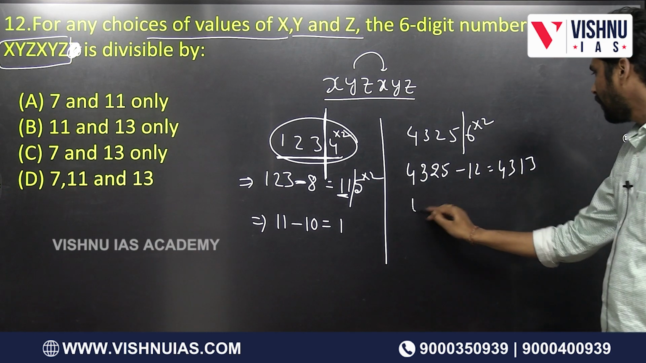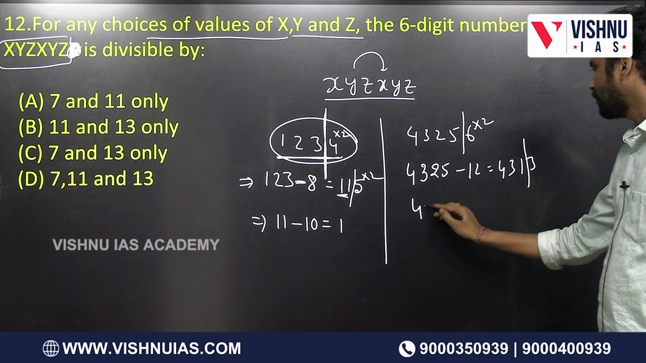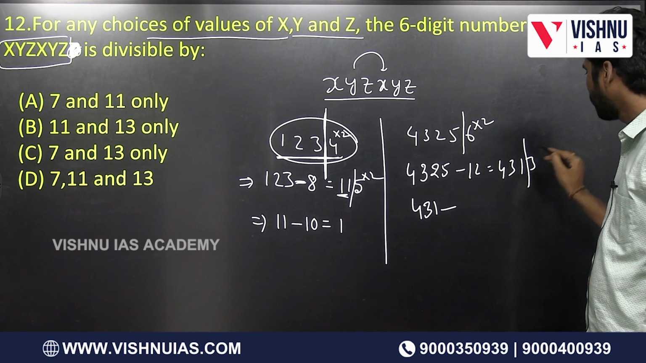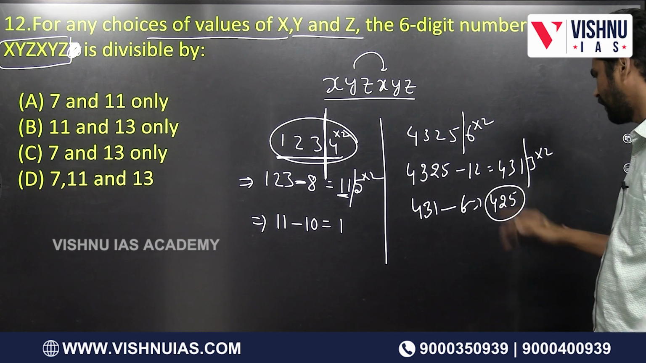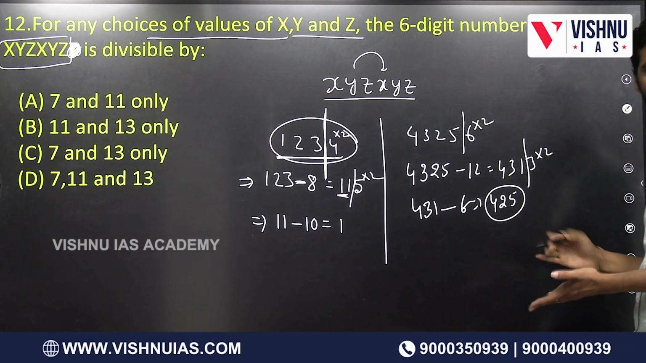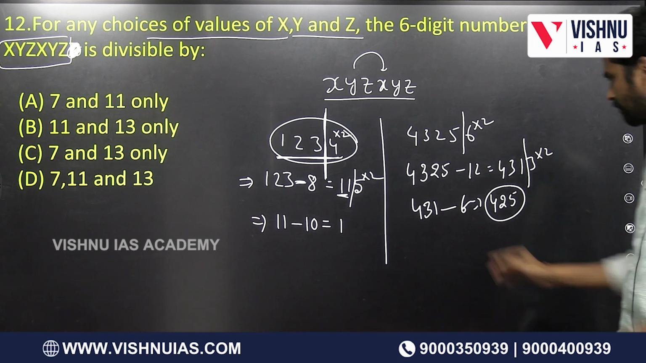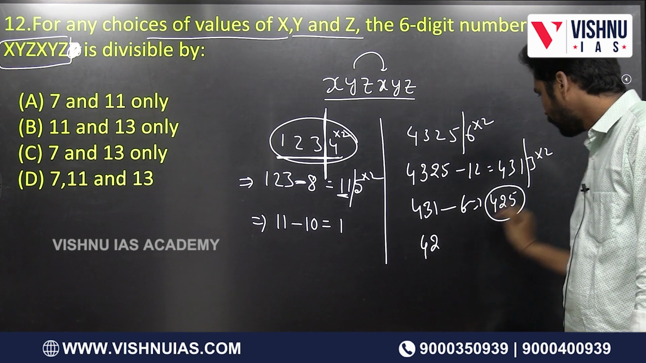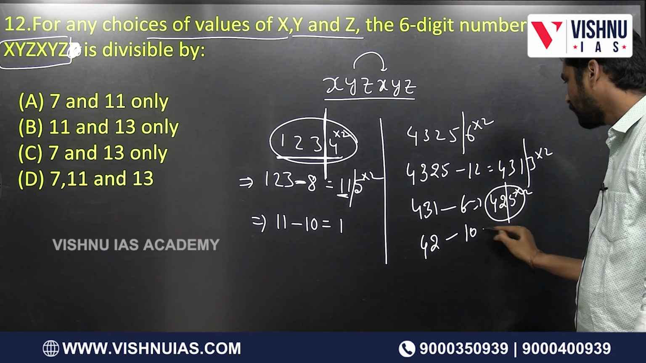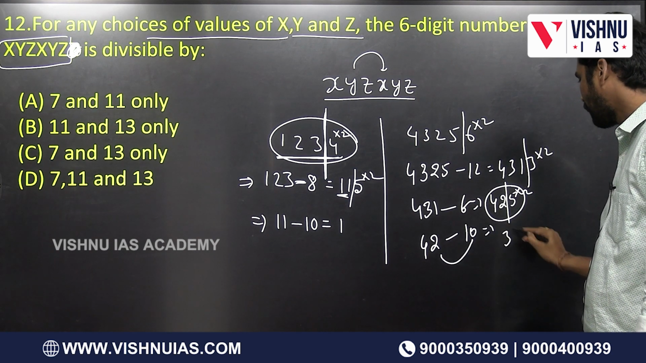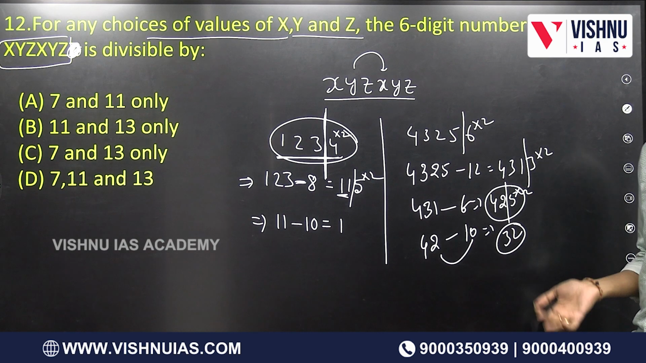4313. Now again you take this value except the last digit, 431, minus. So what is the value? 425. Now you can directly check whether this number is divisible by 7 or not. It is not divisible by 7. Still, if you have any doubts, you take 42, minus 10, which is 32. So 32 is not divisible by 7.